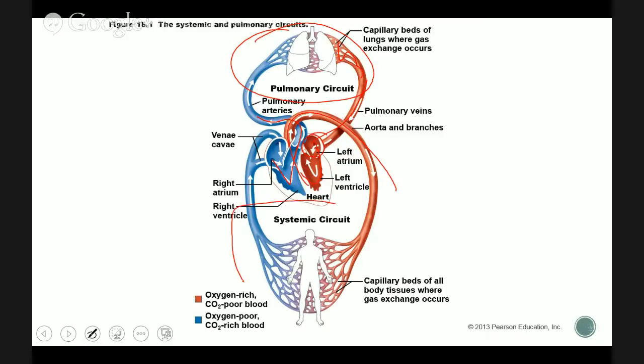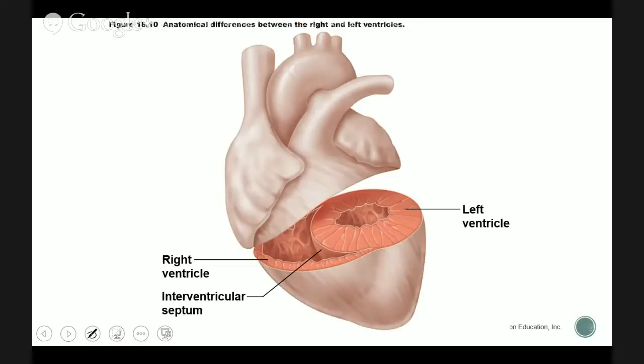So the circuit that distributes blood to the entire body is called the systemic circuit. This is where the systemic tissues exist, and this is where gas exchange occurs. This is where we give the tissues the oxygen and nutrients that they need. And we will talk about these two different circuits next time when we come back and talk about the blood vessels.